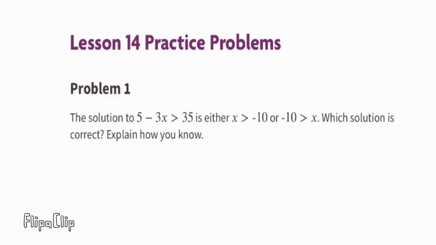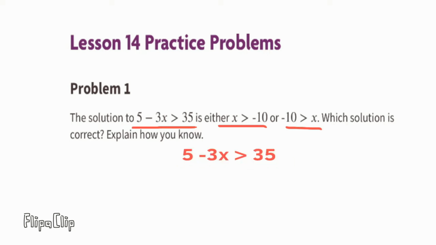Problem number 1. The solution to 5 minus 3x is greater than 35 is either x is greater than negative 10 or negative 10 is greater than x. Which solution is correct? Explain how you know. The correct solution is negative 10 is greater than x.